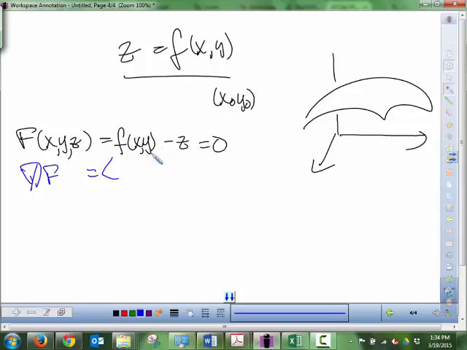Well, there's an fx here somewhere, but this has no x's. The derivative with respect to y, there's an fy here somewhere, but there are no y's in the z. What's the derivative with respect to z? Just -1.